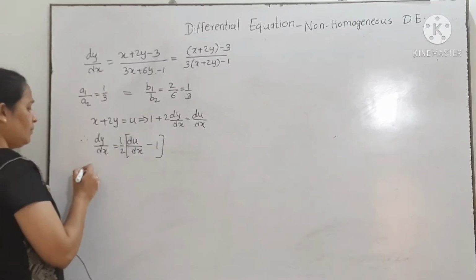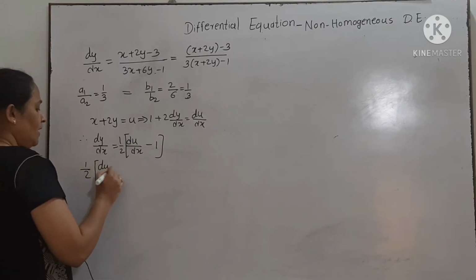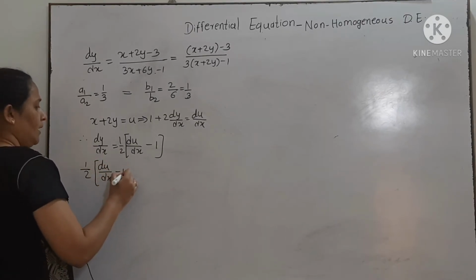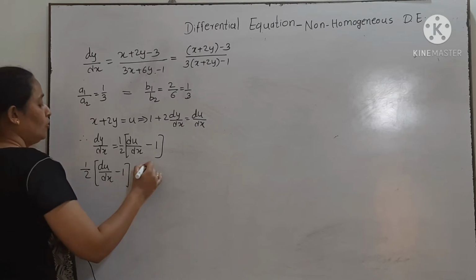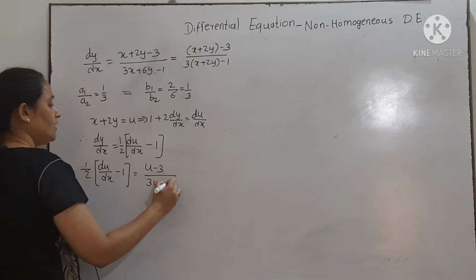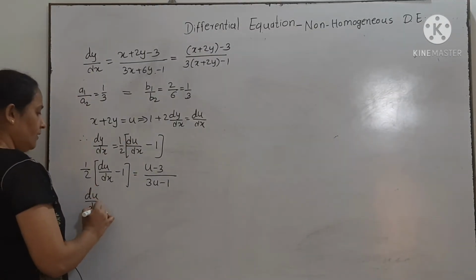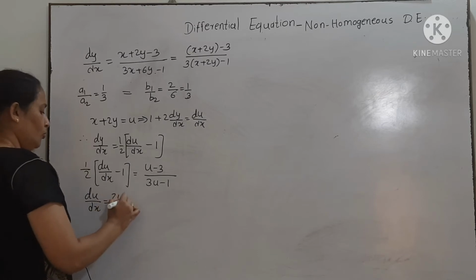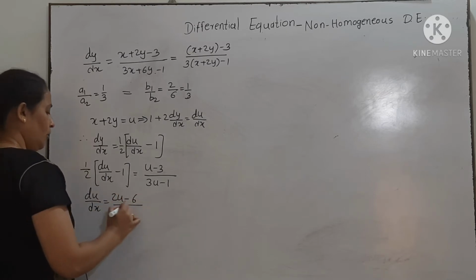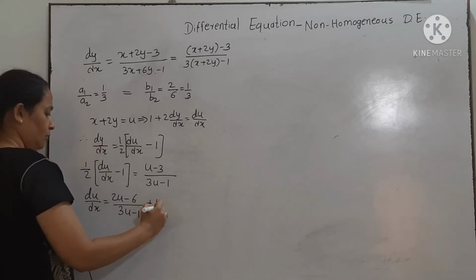Put this value in the above equation. It is 1 by 2 (du by dx minus 1) equal to (u minus 3) upon (3u minus 1). So, du by dx equal to (2u minus 6) upon (3u minus 1). Minus 1, if we will transfer, it will become plus 1.